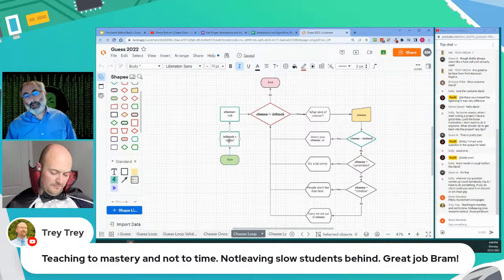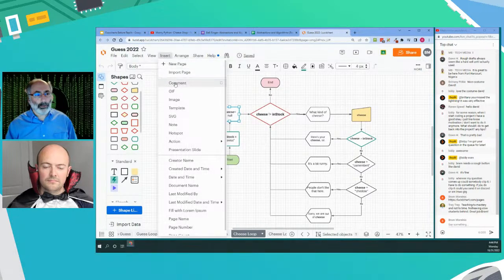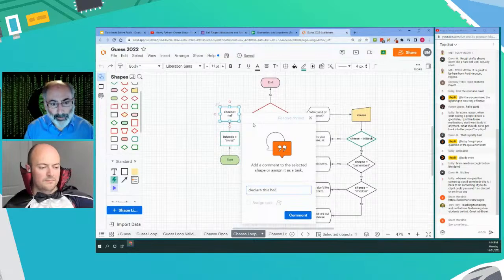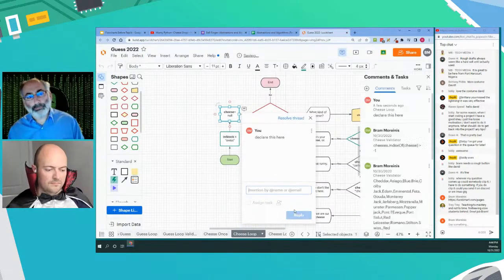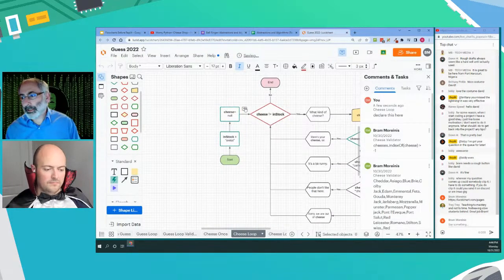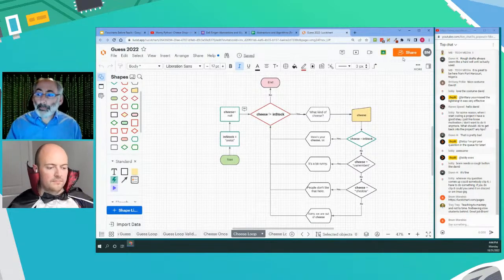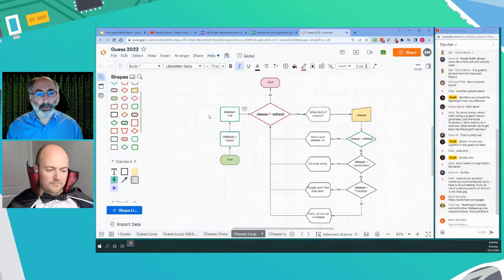So if I want to make a note that says I have to declare this variable here, I could say insert comment and say declare this here. And then if you're looking at a flowchart, you see, oh, there's a comment. I can go click on that. I can hide the comments later. That's something that not a lot of other programs that do flowcharts offer. And I can share it to give people the ability to collaborate with it. I can share it giving people the ability to just make a copy of it. All nice things that we can do with Lucidchart.